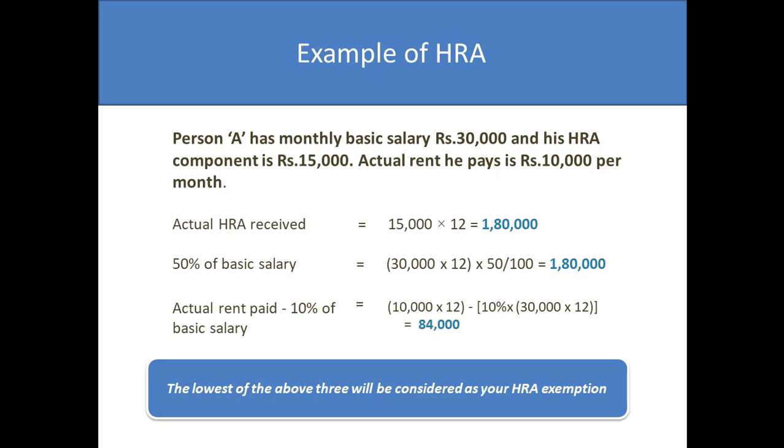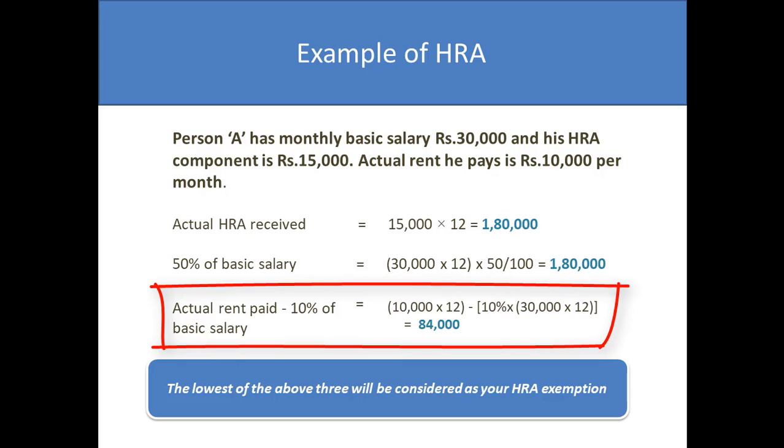As I said earlier, the lowest one of above three will be considered for your HRA exemption. Here the lowest one is the third provision, that is actual rent paid minus 10% of basic salary, which is 84,000. So this will be considered for HRA exemption.